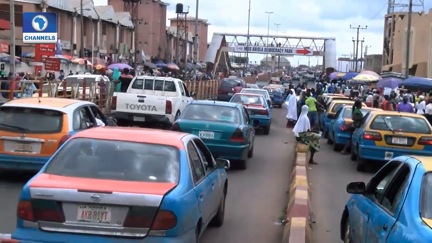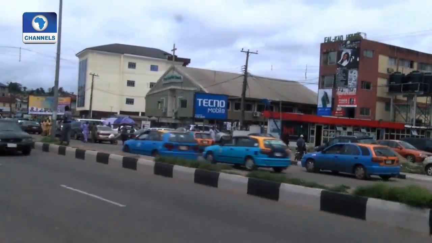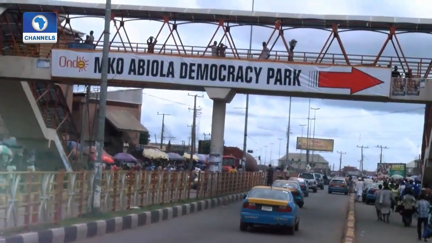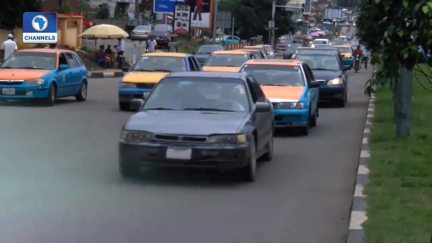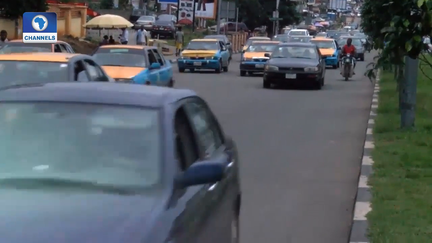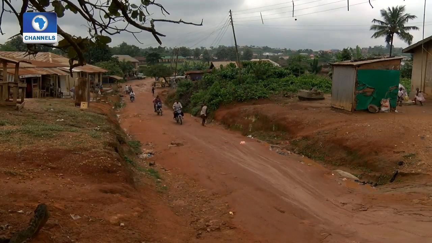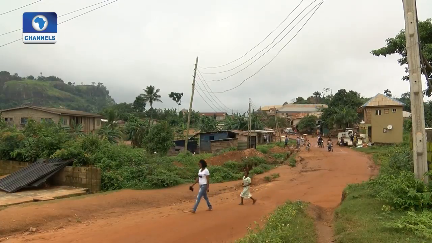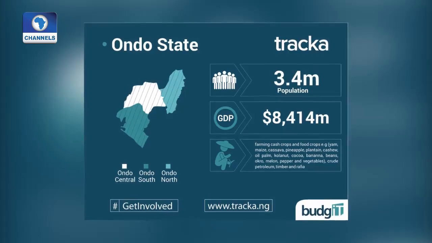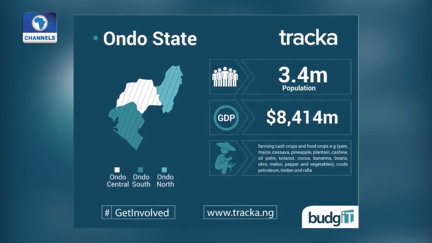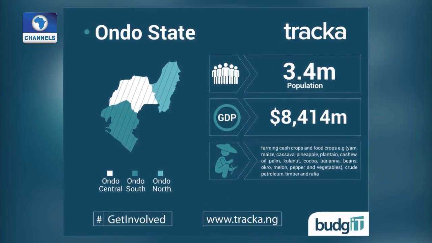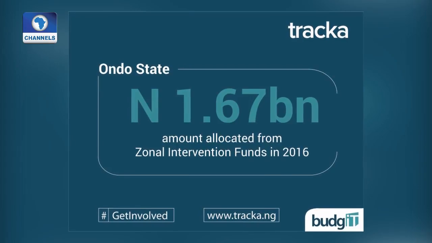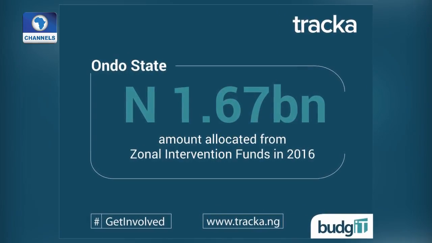Ondo is a state in southwest Nigeria created in February 1976 from the former Western State. It originally included what is now Ekiti State, which was split in 1996. Akure is the state capital. The state contains 18 local government areas, the major ones being Akoko, Akure, Okitipupa, Ondo, and Owo. Ondo has 3 senatorial districts, which are Ondo North, Ondo South, and Ondo Central. In 2016, Ondo State received a total sum of 1.67 billion naira for constituency projects.